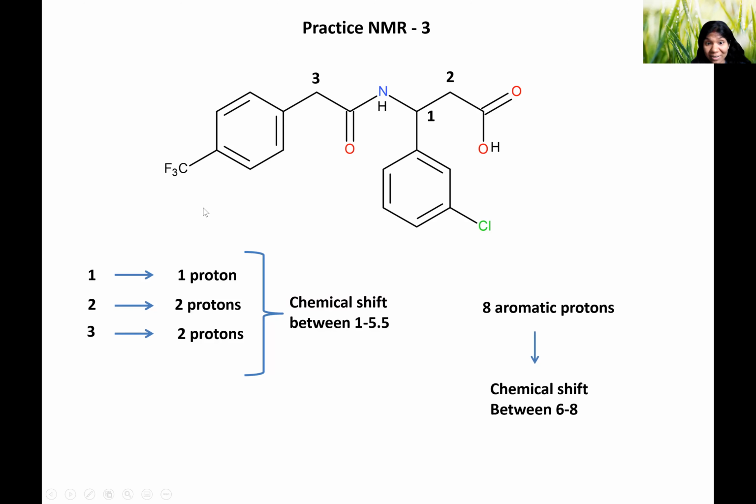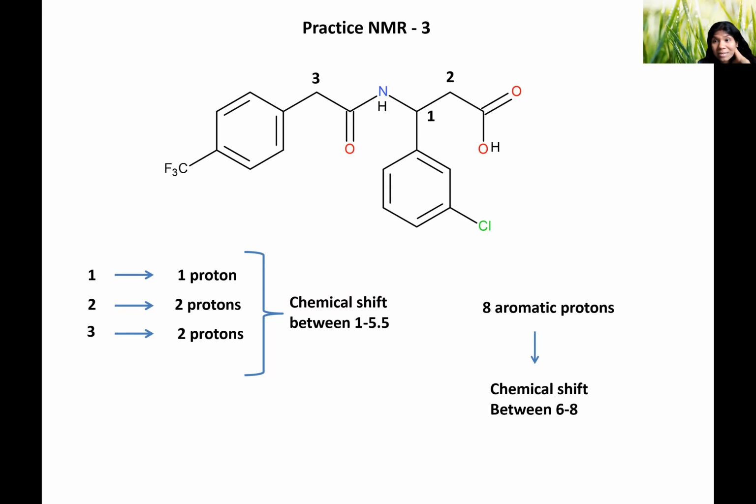We'll look for the aliphatic protons and the aromatic protons. So here also we have 1, 2, and 3 types of aliphatic protons. 1 is for 1 proton, 2 is for 2 protons, 3 is for 3 protons, and they all have chemical shift values between 1 to 5.5. And there are 1, 2, 3, 4, 5, 6, 7, 8, total 8 aromatic protons, which will have chemical shift values between 6 to 8.